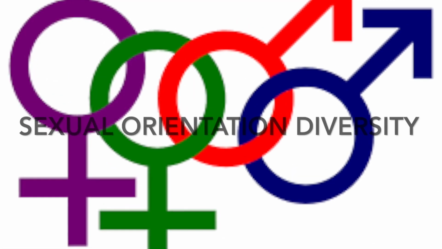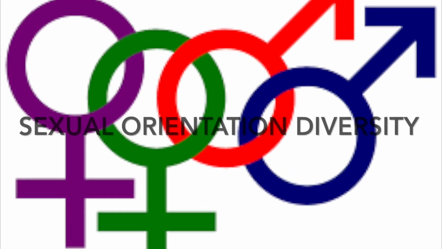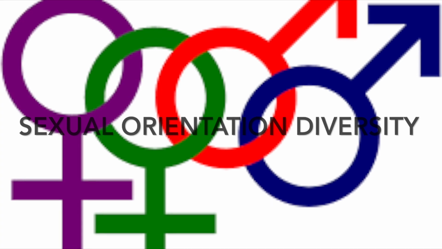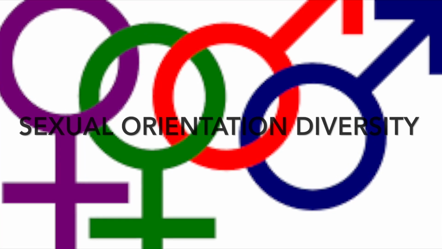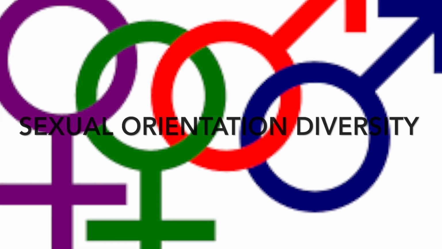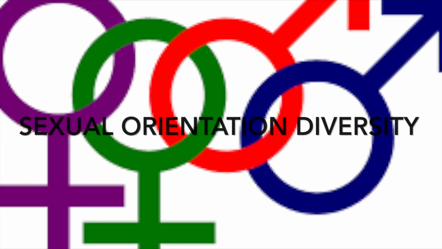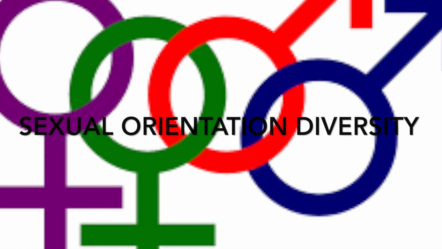Sexual orientation is defined as a person's sexual identity in relation to the gender to which they are attracted: the fact of being heterosexual, homosexual, or bisexual. Sexual orientation is different from gender and gender identity.